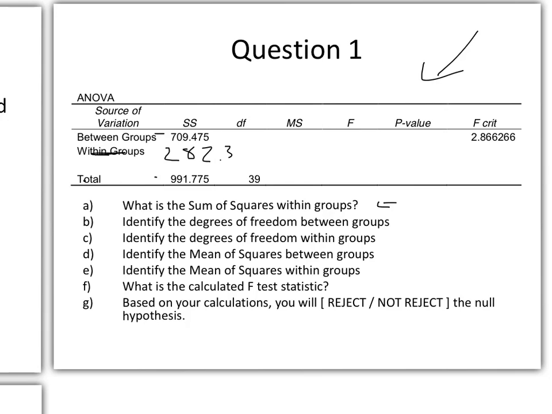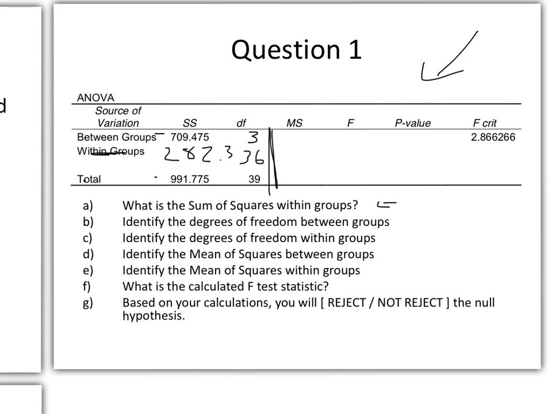Degrees of freedom. If you recall, we have 4 valves, right? So the 4 valves minus 1 for our degrees of freedom. We have 3 degrees of freedom here for the between groups, each of the 4 valves. And then within groups, again, these should all add up here. So if we say 39 minus 3, this will be 36.